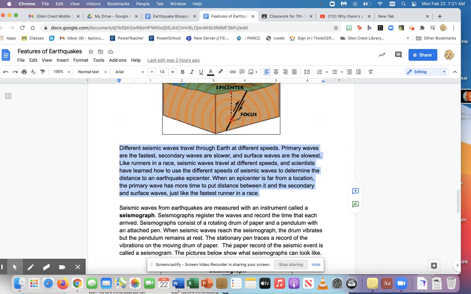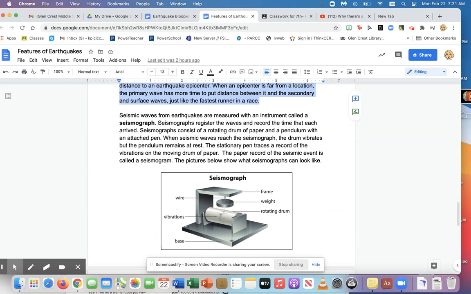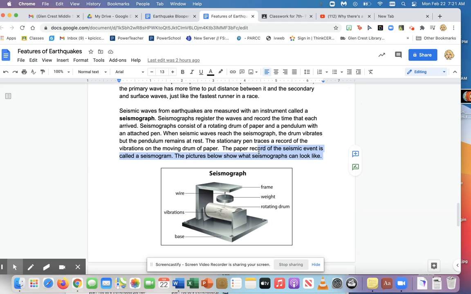So that's how people determine where the epicenter, where the earthquake actually starts, is. They look at how fast the waves are moving and where they're going. Seismic waves from earthquakes are measured with an instrument called a seismograph. Kind of makes sense, right? It's going to generate a graph, and graph is the same ending as seismograph, right?